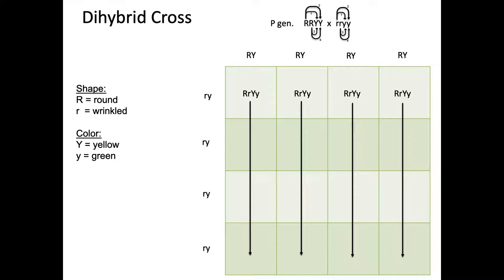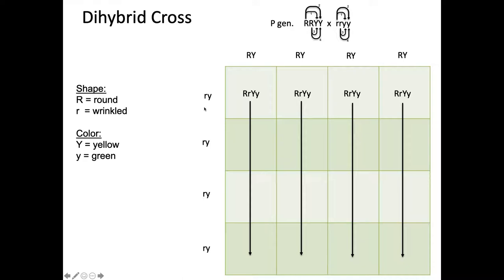And then for Gregor Mendel, he looked at the shape of the pea seed, where round is dominant and wrinkled is recessive. And then he also looked at another character, which is color of the seed. It could be yellow, that is dominant, or it could be green, that is recessive.